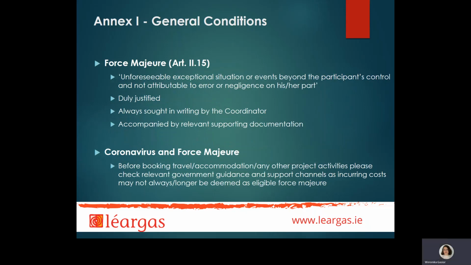In cases where mobilities could not go ahead due to unforeseeable circumstances beyond the participant's control and not due to his or her negligence or error, and if you incurred expenditure which you cannot now recover, you may wish to apply for force majeure. Application for force majeure has to be submitted in writing using a force majeure request form. The request needs to be duly justified and accompanied by supporting documentation if and where needed. We currently strongly advise that before booking any travel or accommodation or any other project activities, you do check the relevant government guidance and support channels as part of your project's risk management.